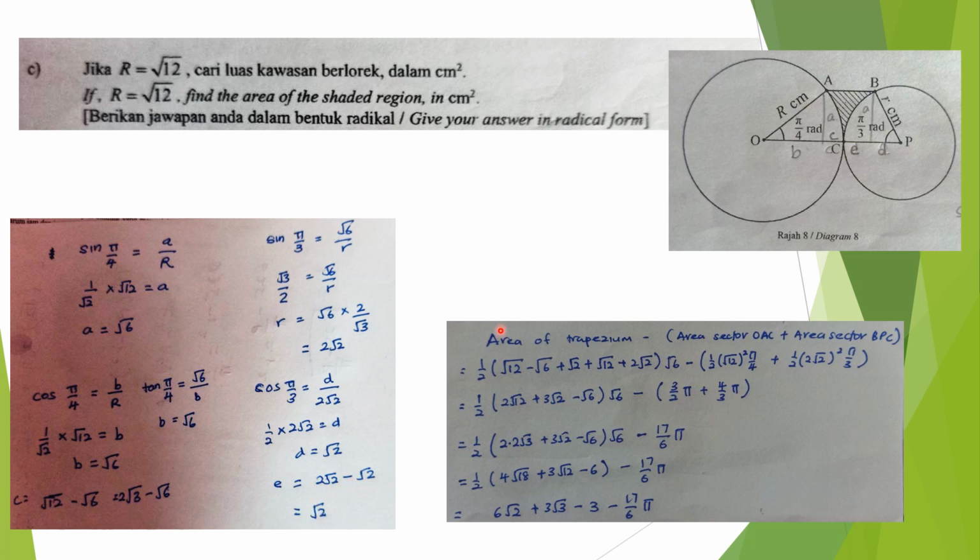From here we find the area of the trapezium minus the area of sector OAC and the area of sector BPC. So the area of a trapezium is half times the sum of parallel lines. So the sum of parallel lines, that is square root 12 minus square root 6, this one, the C, plus square root 2, E. C plus E is AB here.